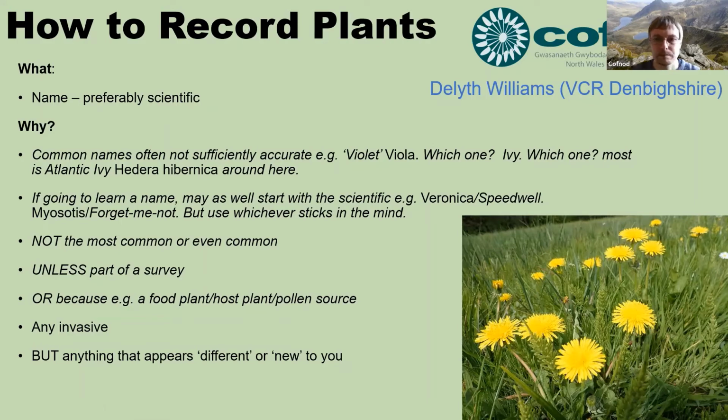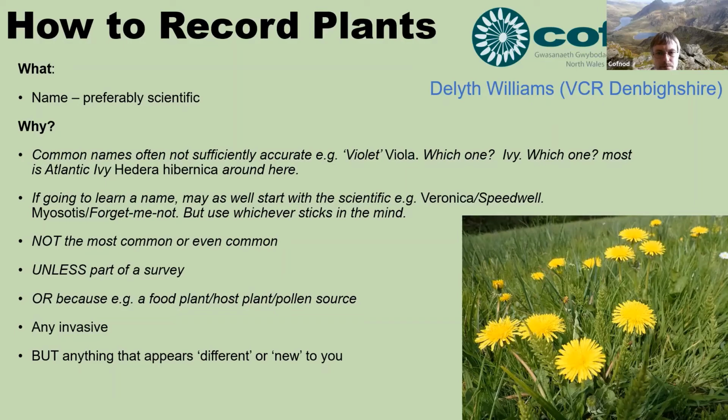Why? Because common names aren't often accurate enough. Most of the ivy, for example, in the west of Wales, west from about here in Denbighshire, is in fact Hedera hibernica. It's Atlantic ivy, and most people don't know that and just put down common ivy or ivy. And violets, for example, I'm going to be talking about that later. Which one? Well, there's quite a few.